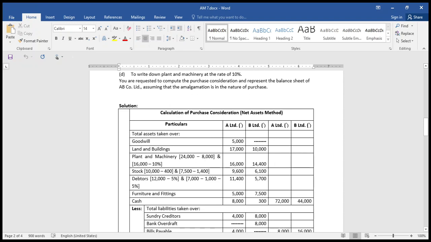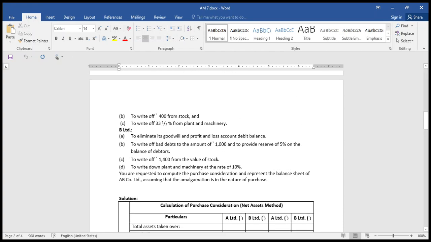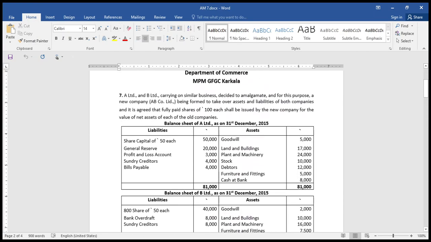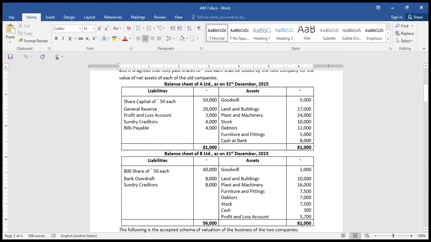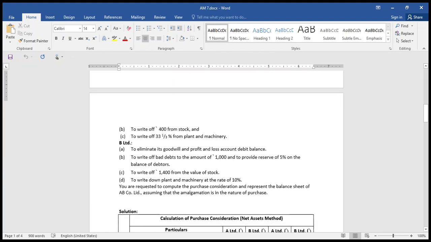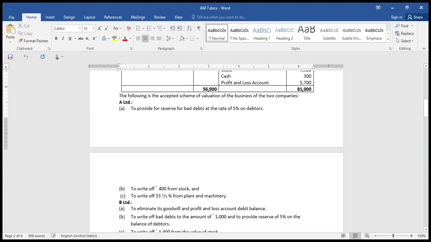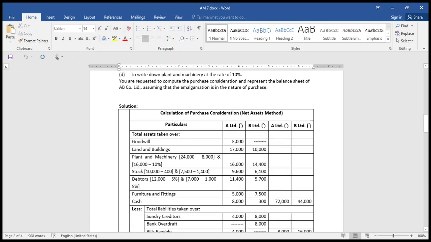Okay, because in both the cases, in case of A and B Limited, the purchase consideration will follow the net assets method only. First, total assets taken over, we will take the assets one by one. First, goodwill. In case of A Limited, 5,000 goodwill, but we should not consider goodwill of B Limited, because in the problem it is specifically told we must eliminate goodwill. So the rest of the assets will be recorded after making the proper adjustments.